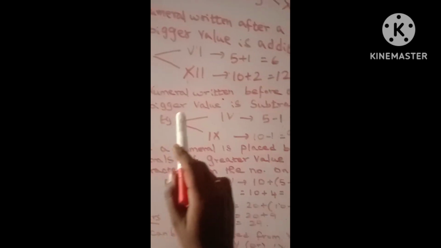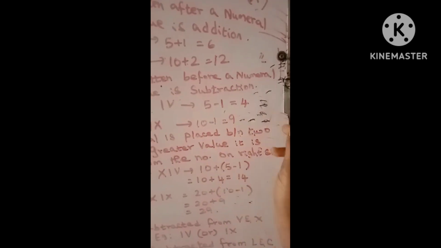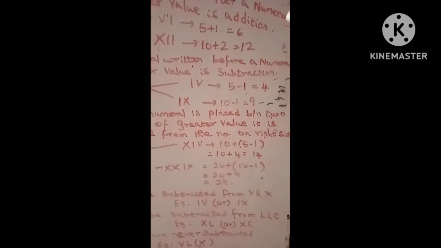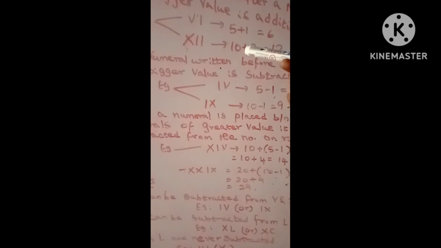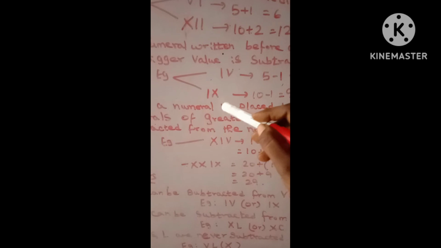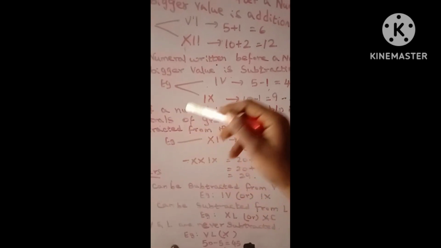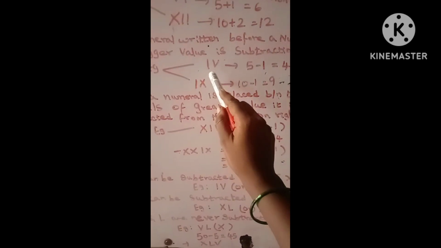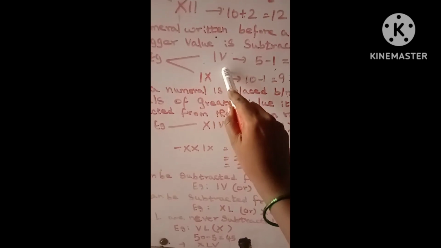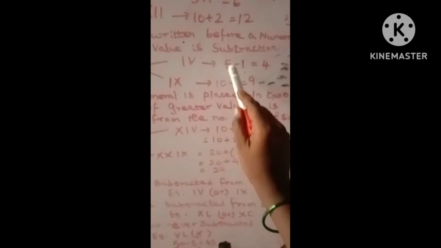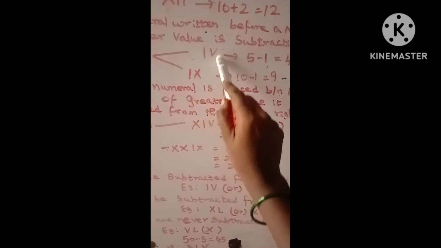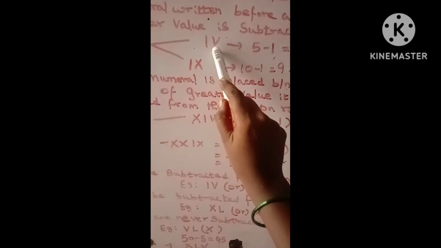Then the third rule is that a numeral written before a numeral of a bigger value is subtraction. In the last statement we saw the bigger number comes first and the smaller number follows. Here the smaller number comes first and then it is followed by a bigger number. In this example you can clearly understand: here 1 and then comes 5. It means 5 minus 1 will give you 4. So this particular thing is written as 4. It means 5 minus 1.